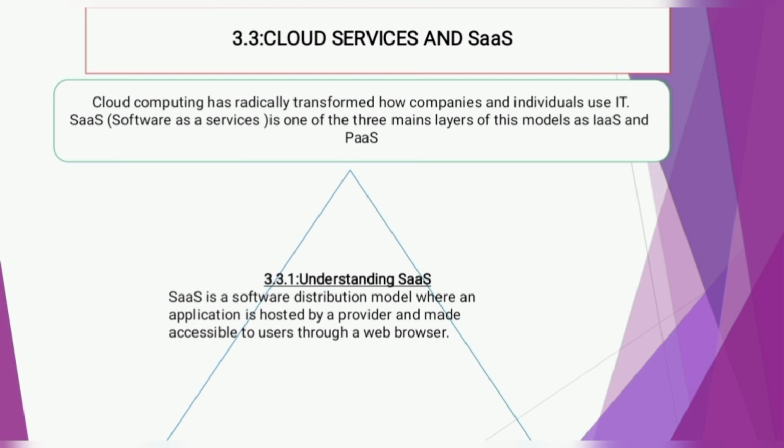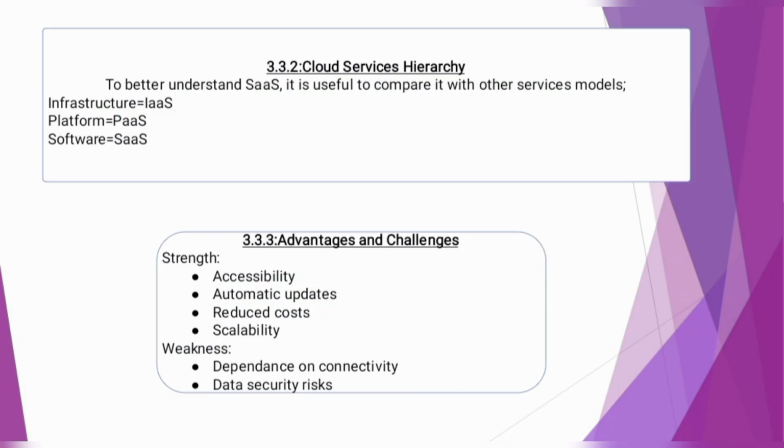Now we move to the third type, cloud services and software as a service. Cloud computing has radically transformed how companies and individuals use internet protocols, resources instead of owning and maintaining physical servers. Services are accessed by the internet. Software as a service is one of the three main layers of this model. Alongside, we have the infrastructure and the platforms. The next point we are talking about is cloud services hierarchy, that is to differentiate between infrastructure, platform, software.